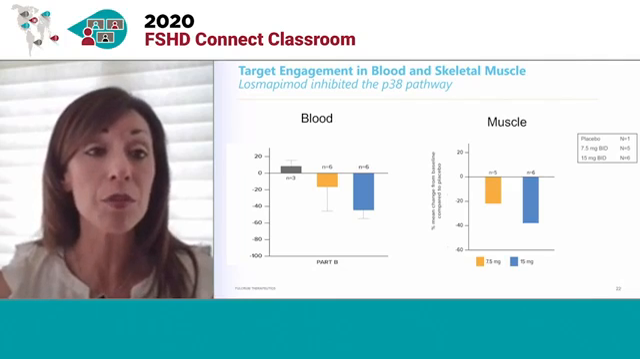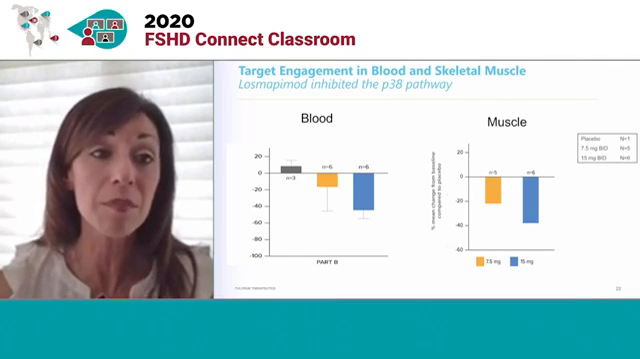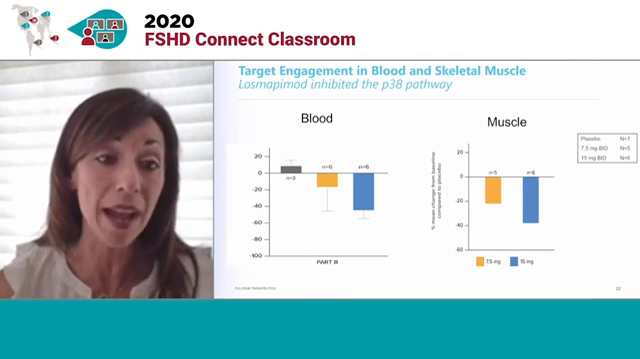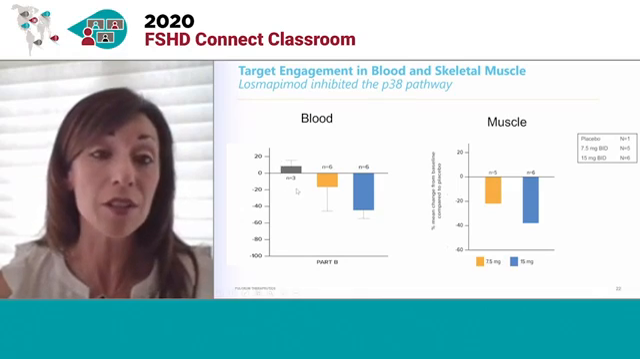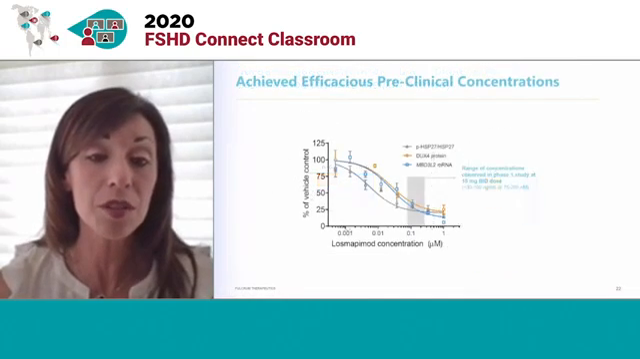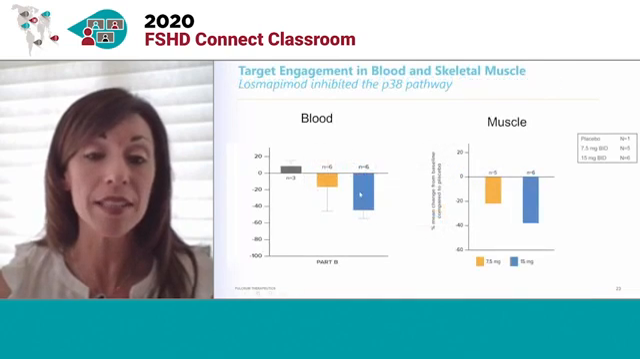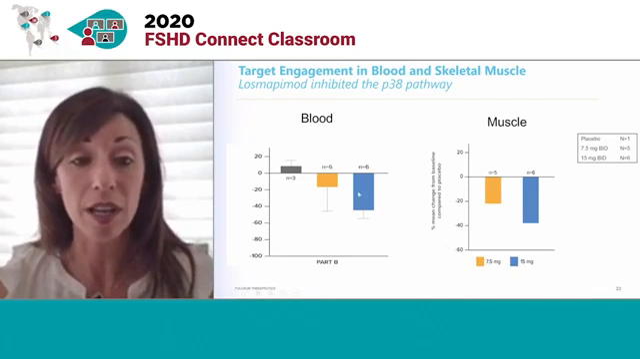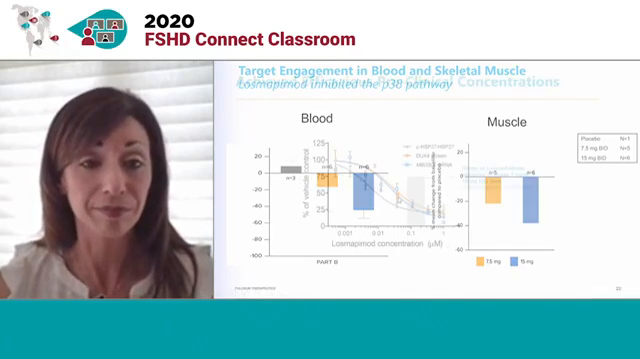We were also able to observe target engagement in blood and muscle, showing that losmapimod did in fact inhibit the p38 pathway. Here we show that in blood there is a dose-dependent inhibition of the p38 pathway. The orange is the 7.5 milligram dose, and the blue is the 15 milligram dose, and it is essentially similar in blood and in muscle.